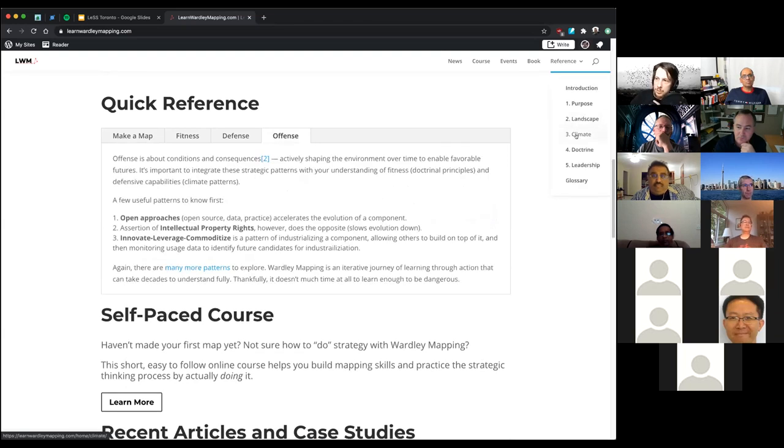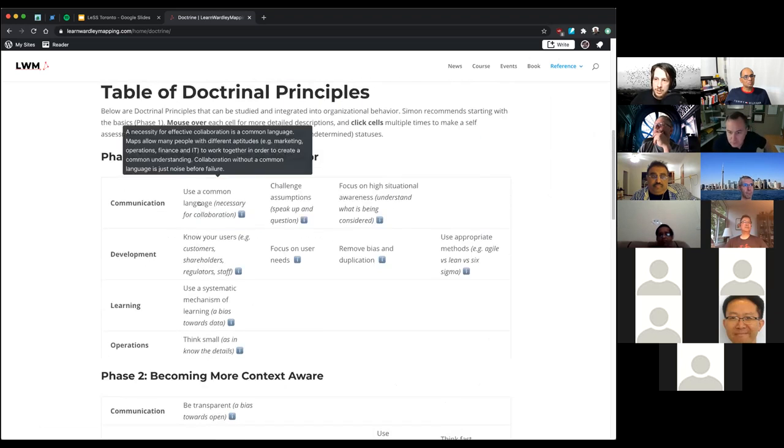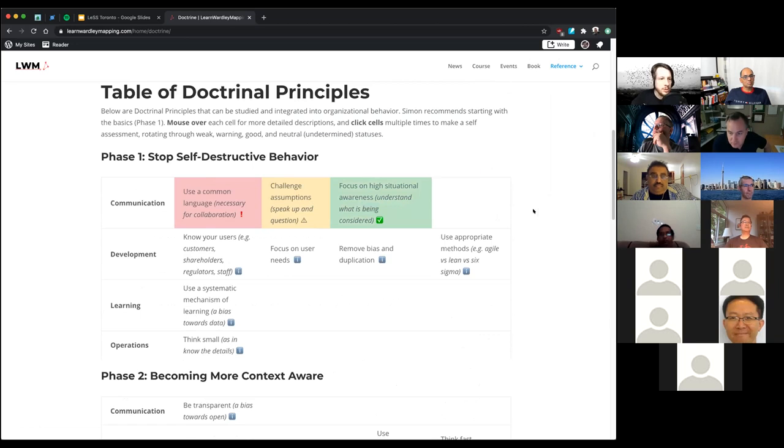So if you go to doctrine, for example, and you come down to the table of doctrinal principles, you can do a self-evaluation of your organization about how well or not well you're doing with specific principles in Wardley's doctrine. Now it's Wardley's doctrine, right? It's not the world's perfect version of how to be, but these are the oughts, the moral kind of assertions of what you ought to be doing from Wardley that come along with the techniques. And it might be enlightening as you start to explore this a little bit.